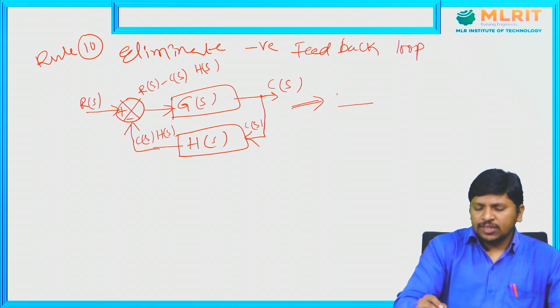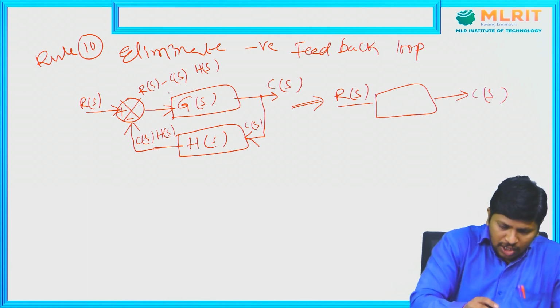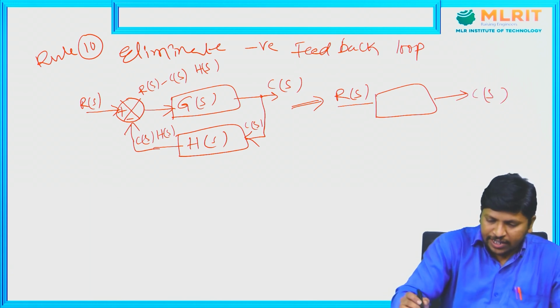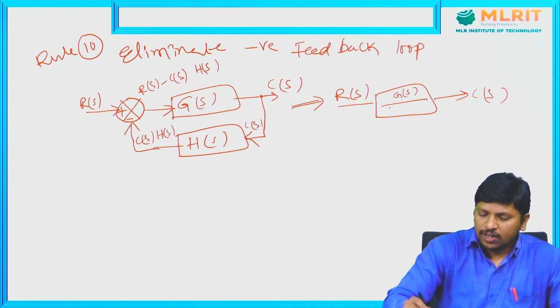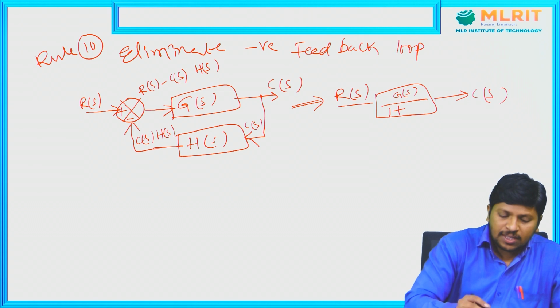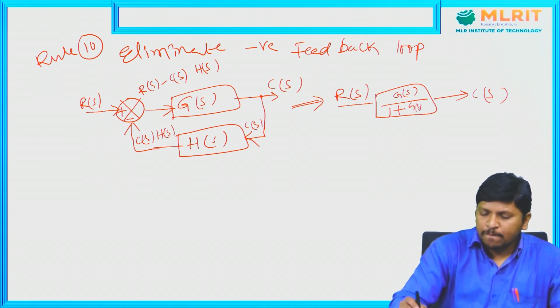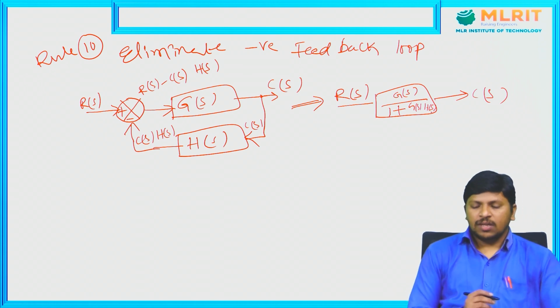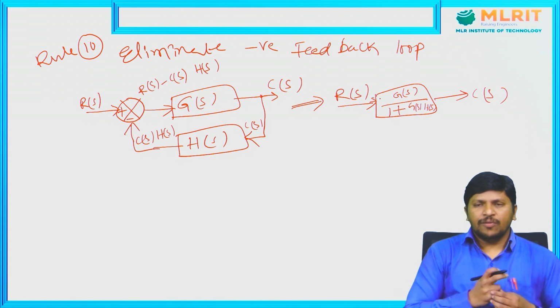This is the input signal R of S. Output signal is C of S. Just here observe. The loop gain G of S divided by, here with negative feedback, I am going to consider 1 plus, opposite. Here negative sign is there. So 1 plus, multiply these two gains, G of S into H of S. Like this we are going to reduce the negative feedback loop.